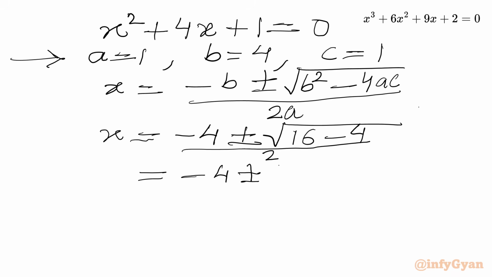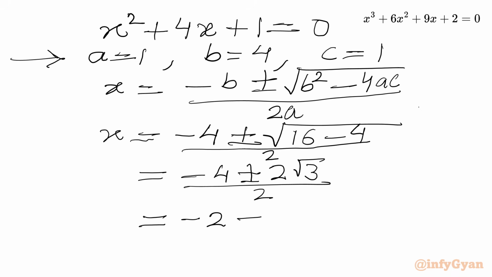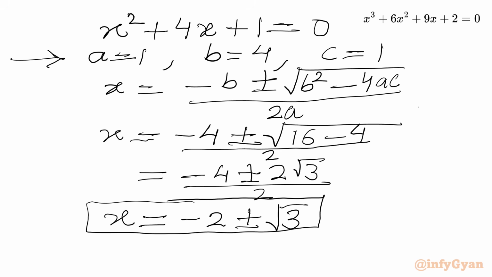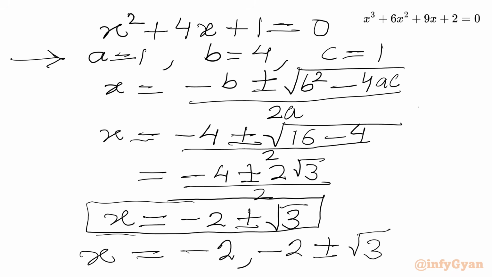X will be equal to minus 4 plus minus, this is square root 12, which we can write as 2 root 3. In denominator we have 2. We will divide numerator by denominator 2 and get minus 2 plus minus square root 3. Base solution was x equal to minus 2. So we have x equal to minus 2, plus minus square root 3. This was method number 2 using rational root theorem and synthetic division method.